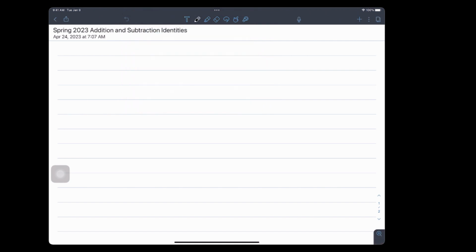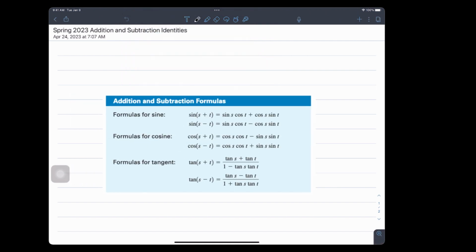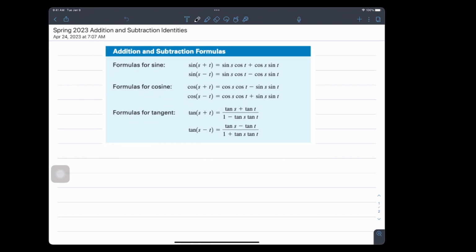So what I'm going to do here is bring in some information about what it means to do addition and subtraction, meaning we've got sine of angles, s plus t, and sine of a difference, s minus t. We've got cosine of that sum, s plus t, and cosine of a difference, s minus t. These are known as the addition-subtraction formulas. And then we also have tangent of s plus t and s minus t.